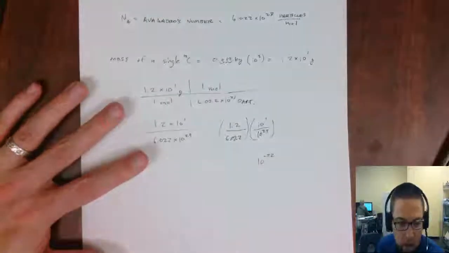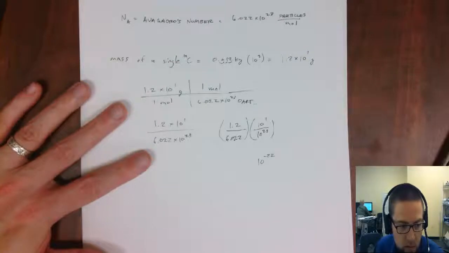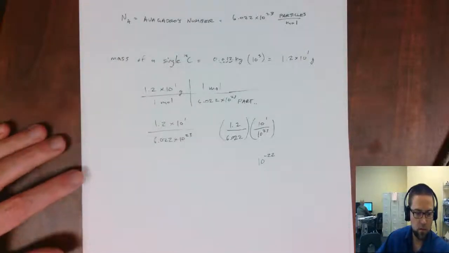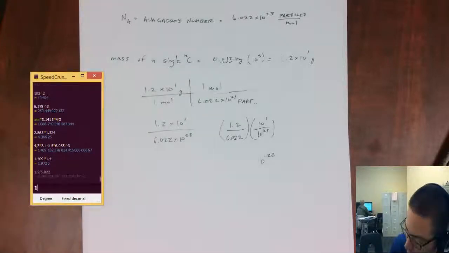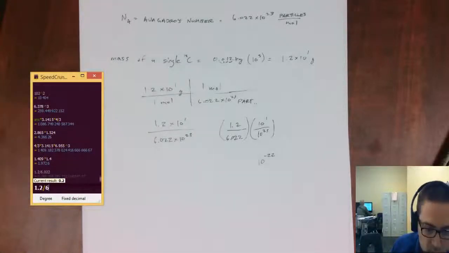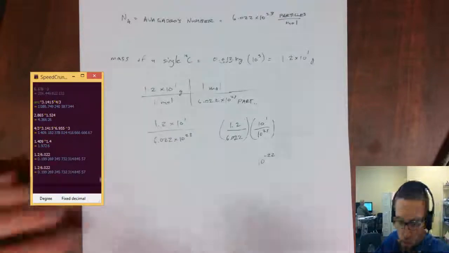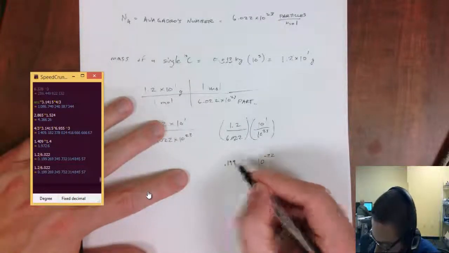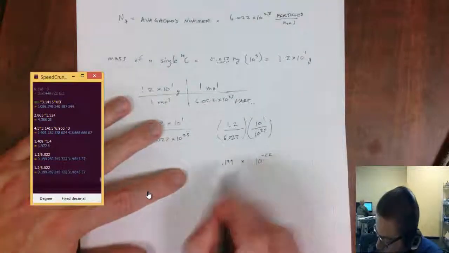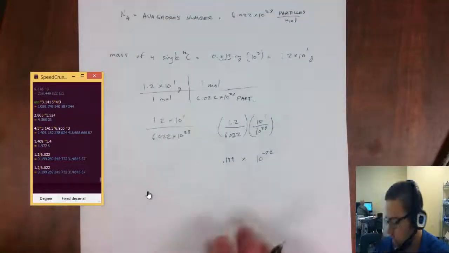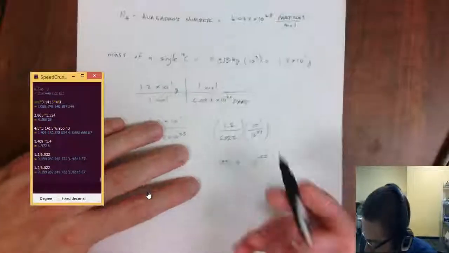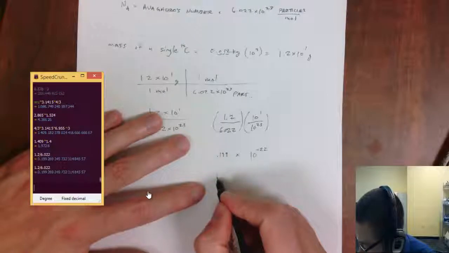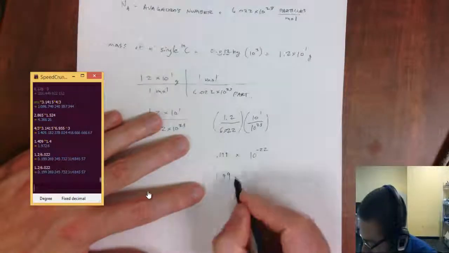And this one here, I'd have to use my calculator. Okay, so 1.2 divided by 6.022, and I get 0.199. So it's 0.199 times 10 to the minus 22, but that's not in scientific notation. So I want to make it in scientific notation, so it'll be 1.99.